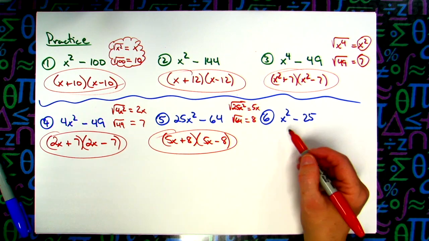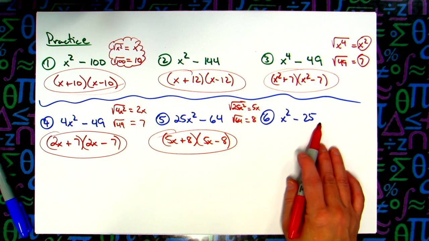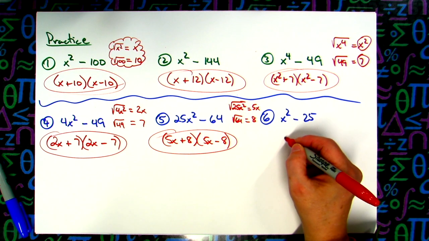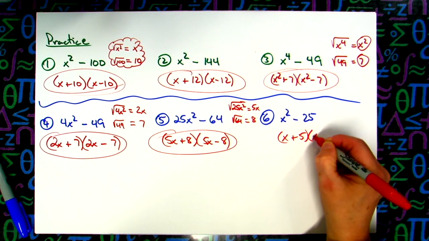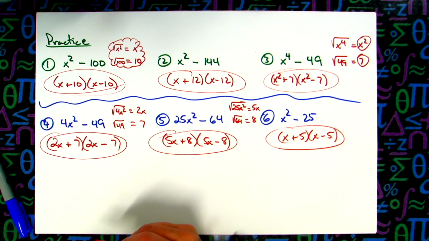Okay, now this one's back to one of the normal ones because they don't have a number in front. Are they both perfect squares? Yes. Minus sign in between? Yes. So it's going to be an x plus 5 and an x minus 5. All right. How many people got all 6 right? Anybody get all 6 right? Anybody get 5 out of 6 right?